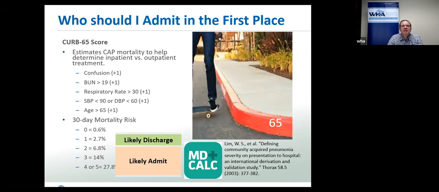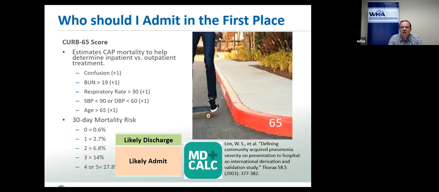So if your patient is confused, that buys you a point. If their BUN is greater than 19, that buys you a point. So he has 1 point now. Let's say his respiratory rate was not greater than 30. He had no low blood pressures. Age 65 would buy him a point. My patient would be a score of a 2. And so he would have a 6.8% risk of 30-day mortality, based on population health studies. And so that kind of puts you in the gray zone, likely discharge, likely admit.